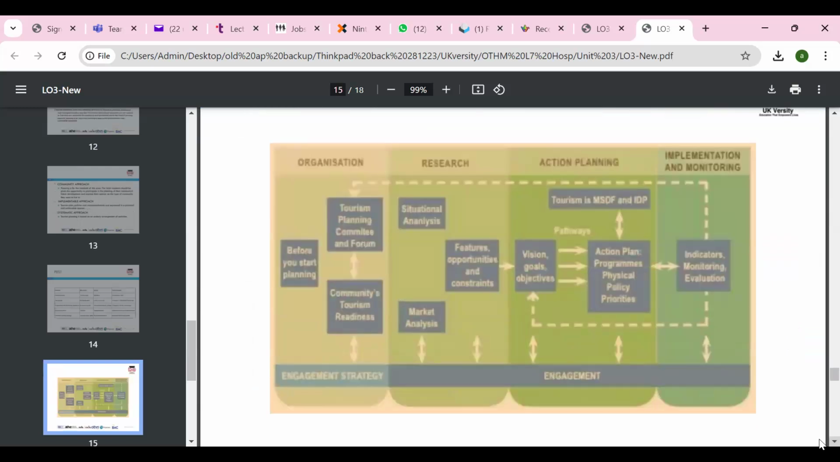When we look at the organizations, we have to look at the tourism planning committee, and we have to discuss in the forum. We have to do the research. We have to do action planning, and the objectives of an implementation and monitoring control system need to be in place. If we don't have those in place, it can be a huge impact in the long run and on the sustainability of the policies which we are going to make. So we have to think about it, and then make it accordingly.